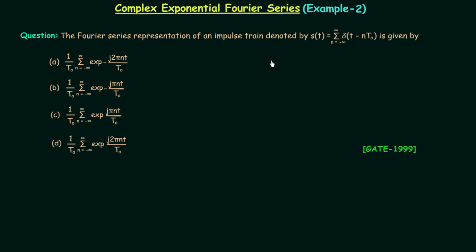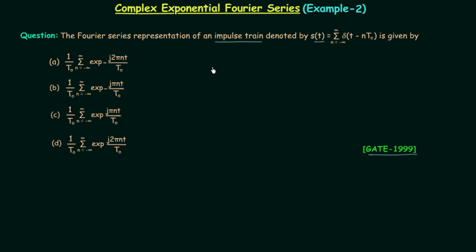In the last lecture, we solved one conventional question, and now in this presentation, we are going to solve one multiple choice question. I have taken this question from the GATE 1999 exam, and in this question, we are required to find the Fourier series representation of an impulse train denoted by s(t), which is equal to summation n equal to minus infinity to infinity delta(t minus n t naught).